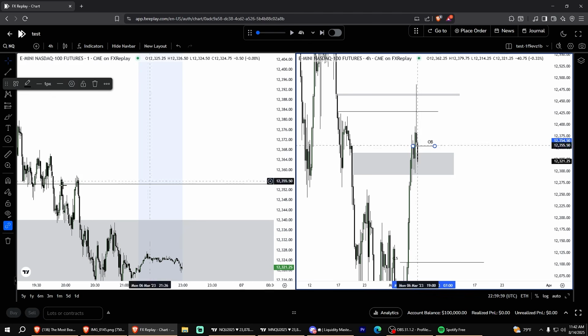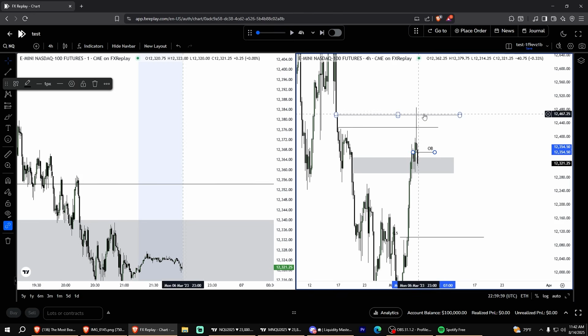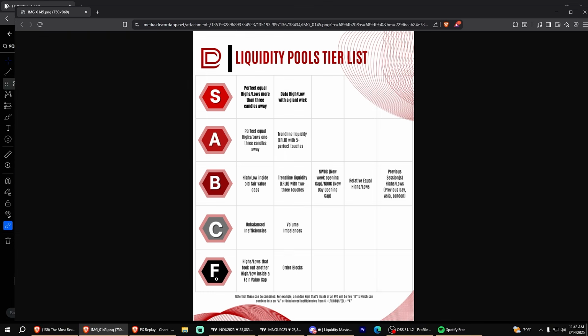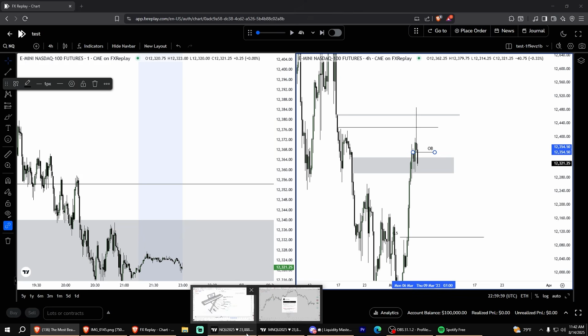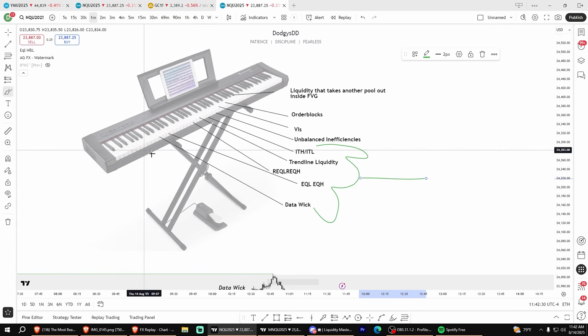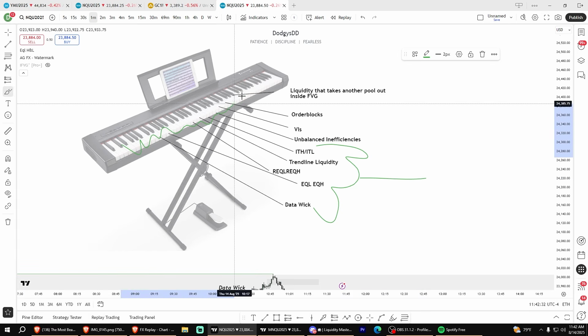So when you put all the piano notes together exactly how I just did, you will find A++ draws on liquidity instead of just using all of these on their own. This is not going to work alone. But putting these together on a piano, exactly as I just showed you, you can play the notes. And that's where you find the good draw on liquidity.